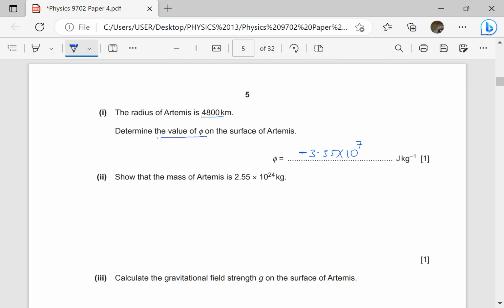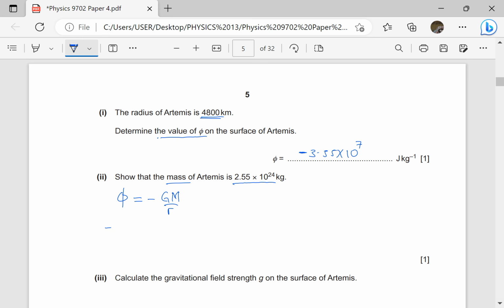Show that the mass of Artemis is 2.55 times 10 power 24 kilograms. We have already seen that gravitational potential, in the formulas given in the list of formulae, is equal to negative GM divided by R. But on the surface, we have seen that the gravitational potential is negative 3.55 times 10 power 7. And they told us the radius is 4,800.